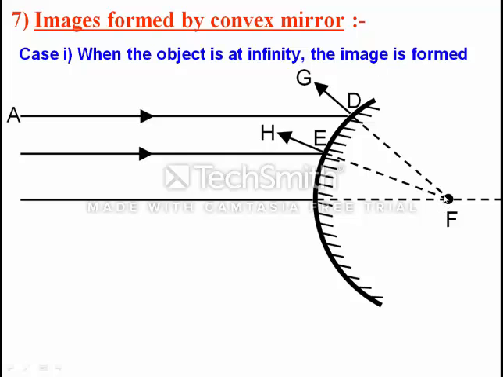So the image will be virtual and point size, and the image is formed at focus. So position is at focus. Second, nature: virtual and point size. And since the image is very much smaller than the object, we can say it is highly diminished.